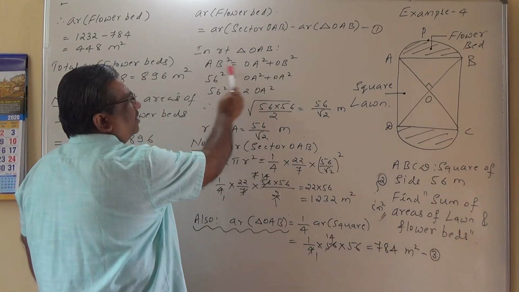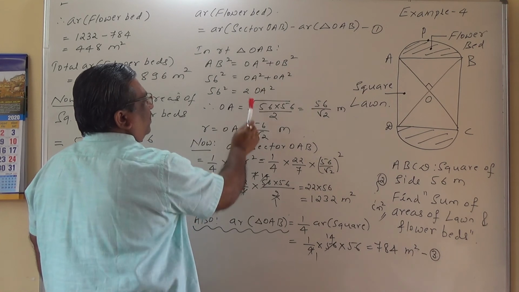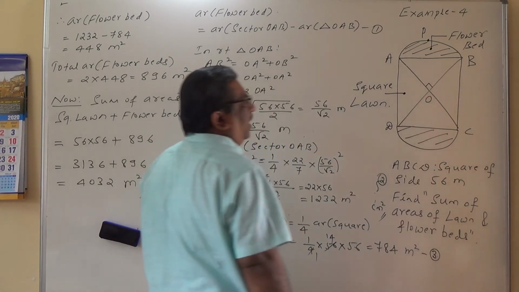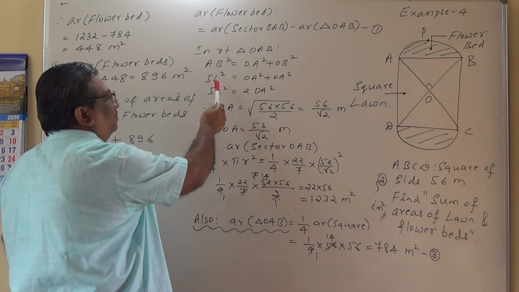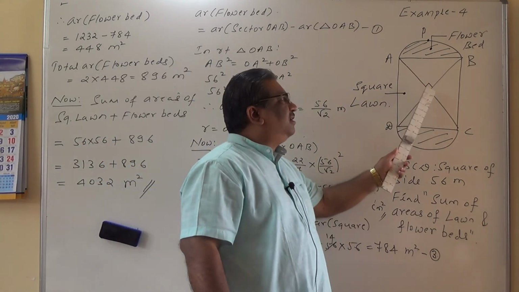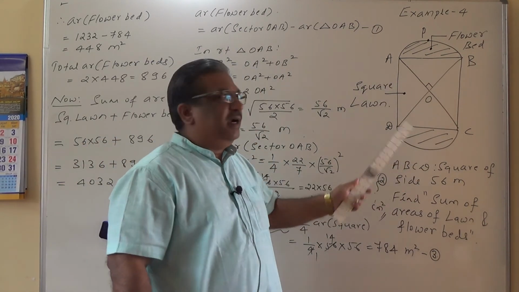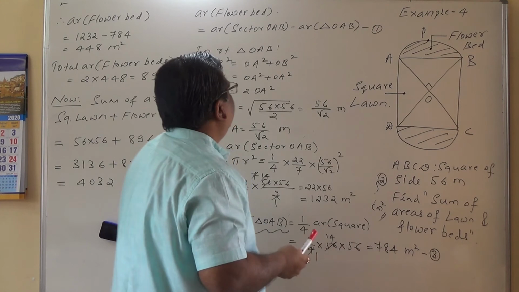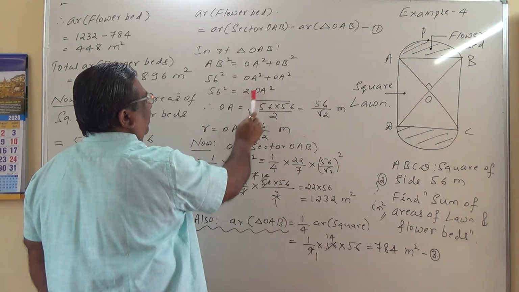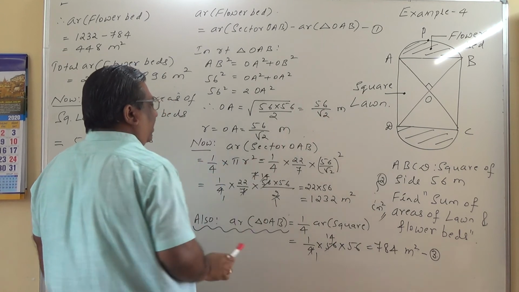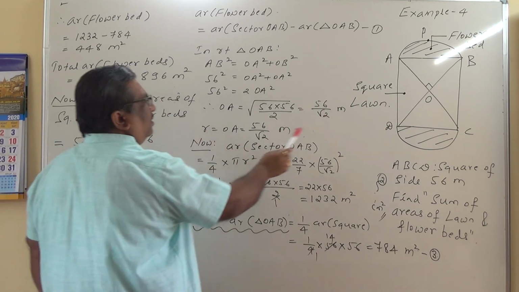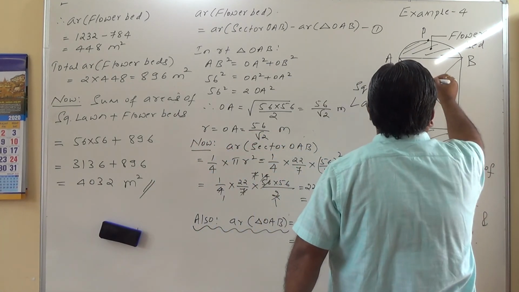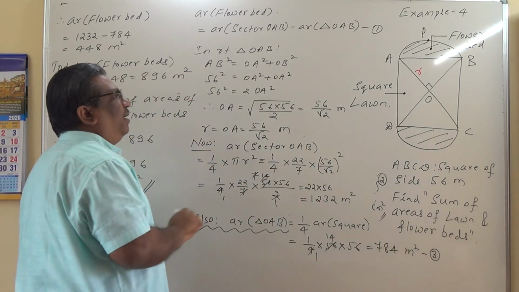In that, AB square equals OA square plus OB square, but OA is also equal to OB. You got it? So I hope you understand, diagonals bisect each other, but diagonals are equal, and hence OA equals OB equals OC equals OD in a square, and therefore AB square is equal to 2 times OA square. So OA is equal to 56 by root 2, you get it. Now the radius R, this is R here. OA is equal to the radius of this sector OAPB or OAB also you can say.